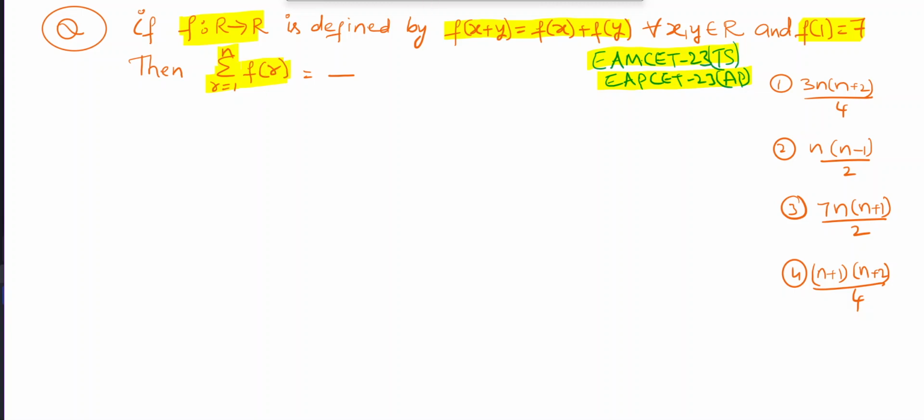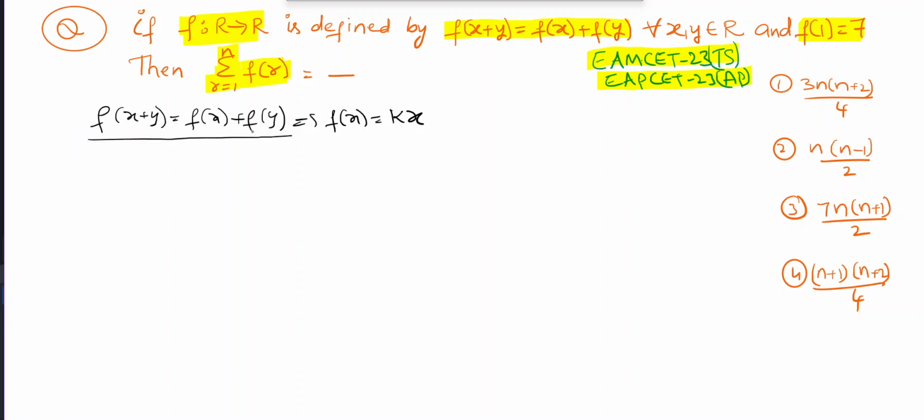This is the question. Here the given relation is f of x plus y is equal to f of x plus f of y. This is given. For this, f of x is equal to kx. This is the formula. If this equation is satisfied, f of x plus y is equal to f of x plus f of y, then f of x is equal to kx. Now here f of 1 is given, that is f of 1 is equal to 7. Substituting in that equation, that is f of 1, 7, is equal to k into 1. From this k is equal to 7. This is the value of k.